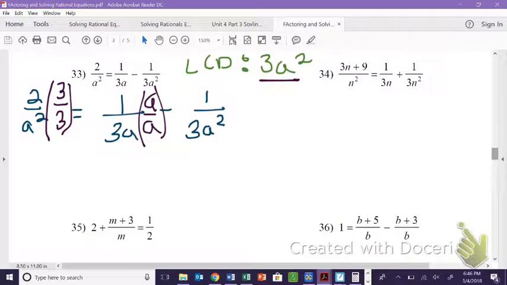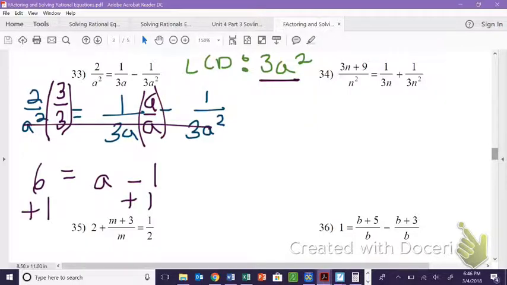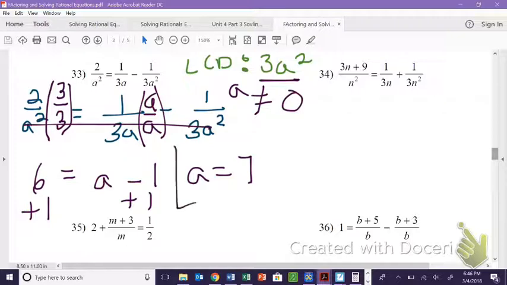Don't be afraid to kind of get in a roll and see what you got. So, since this is all good to go, 6 is equal to a minus 1. That's nice. Why? Because look, plus 1 plus 1, a is equal to 7. Check your domain restriction. What is it going to be? A can never equal, it's a and a squared, 0. That's it, you guys, that's it. So that is your solution.